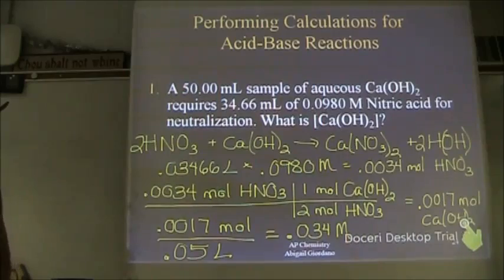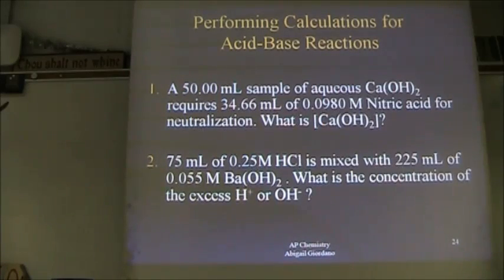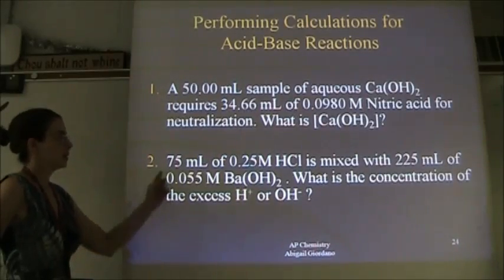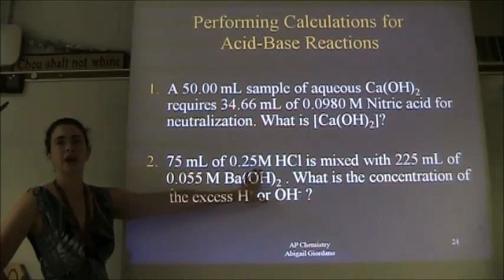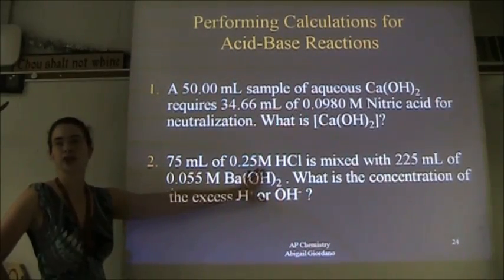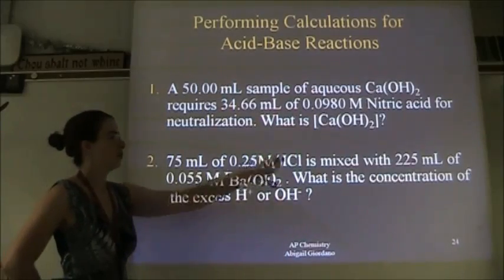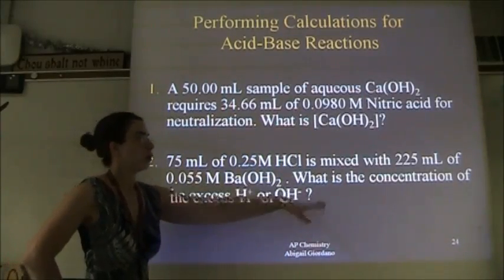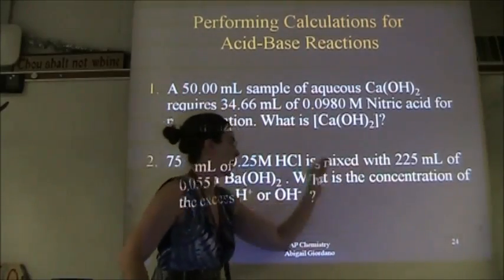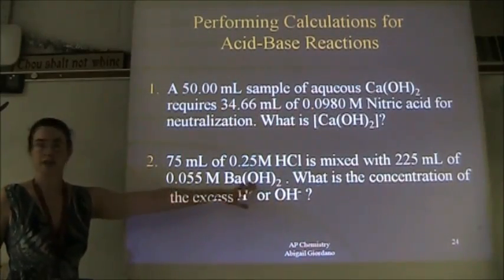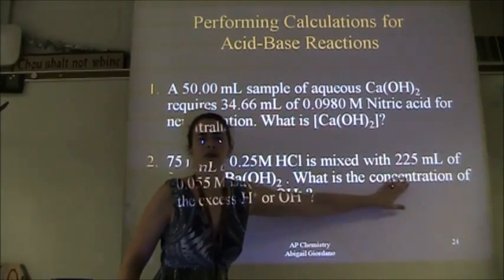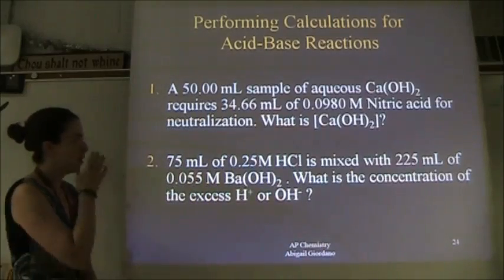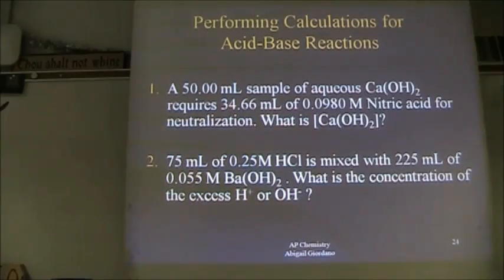Let's try another one. I'm going to set it up and you're going to finish it. Let's look at what we're given. Here's that combination again and again. What can you immediately solve for? Moles. Moles. Okay, you're going to get so sick of me asking you that. Moles of hydrochloric acid. We're going to mix it with, there's this combination again, this base. And it says, what is the concentration? What's another word for this? Molarity of the excess H plus or OH minus.